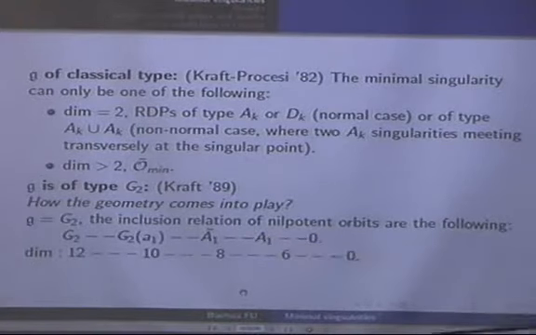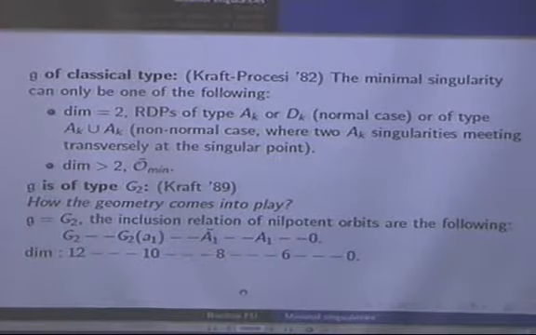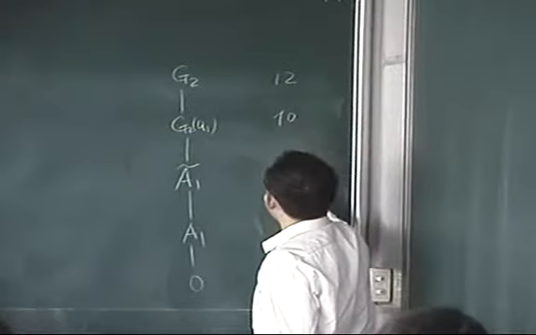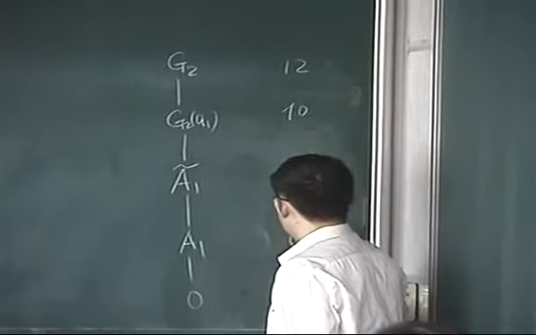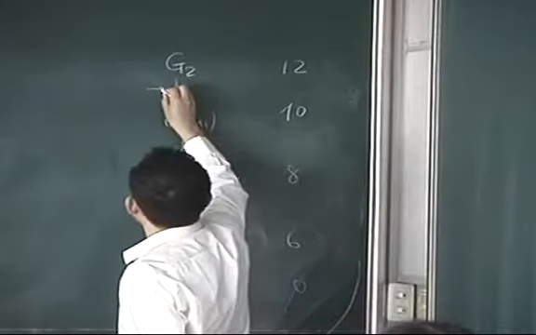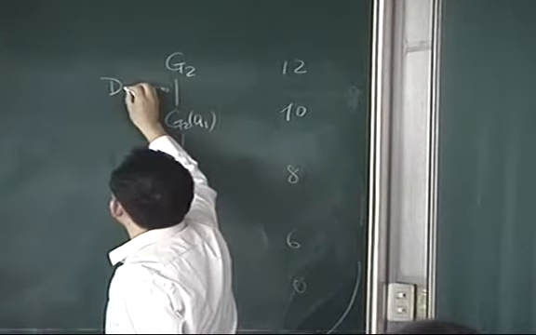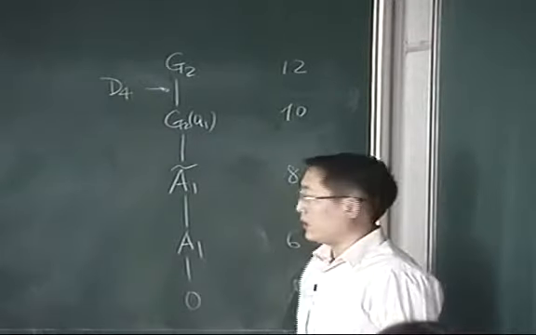So for G2, we have the orbit closures like this. If I draw the diagram, then this is G2, this is G2(a1), this is A1 tilde, and this is A1, and this is 0. So this is dimension 12, this is 10, this is 8, 6, 0. So we know the singularity of this diagram. So this is just D4.